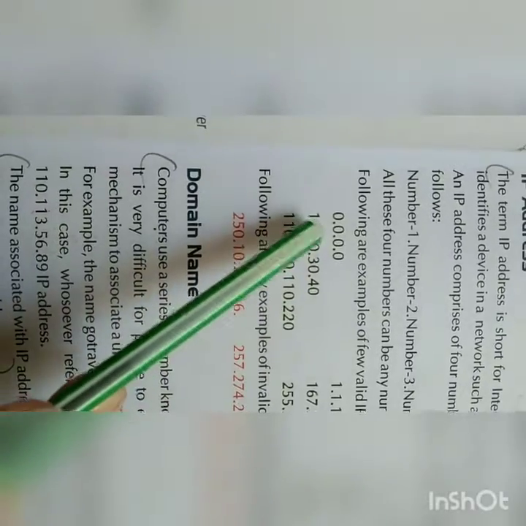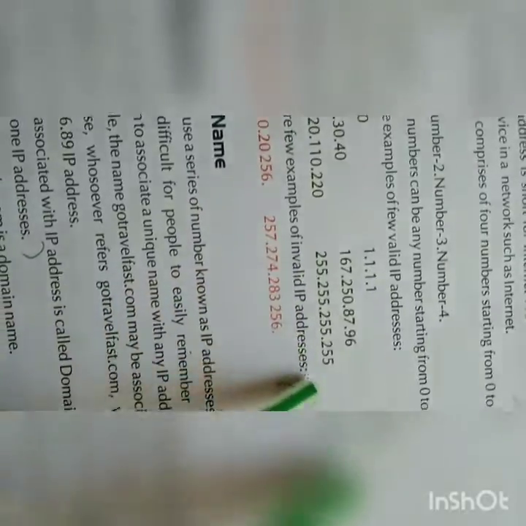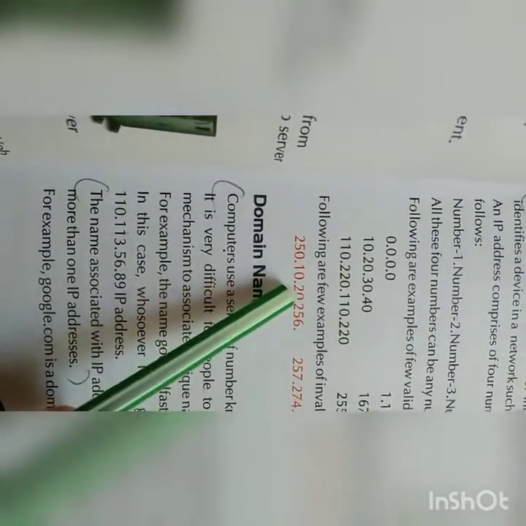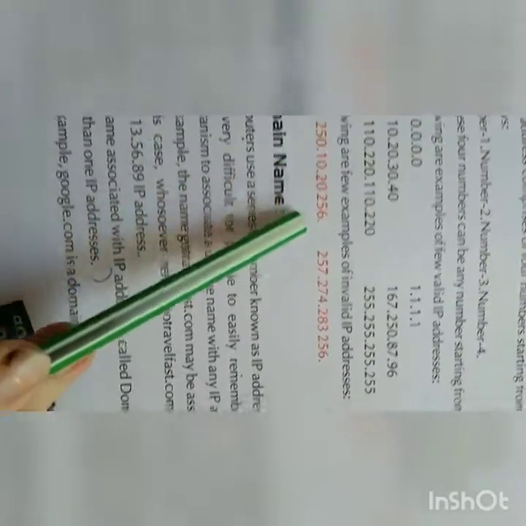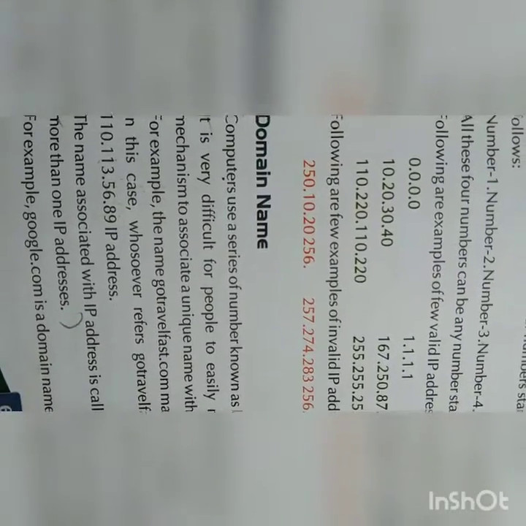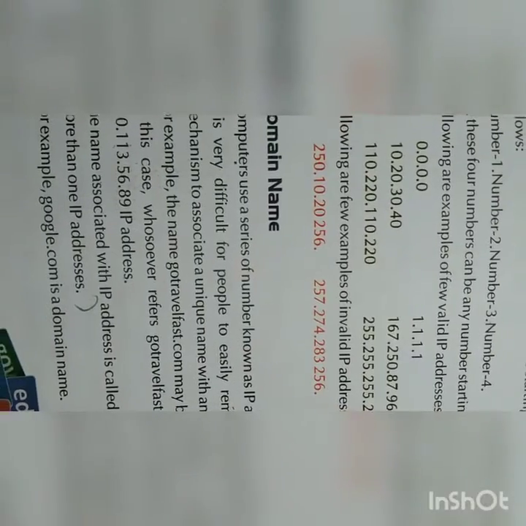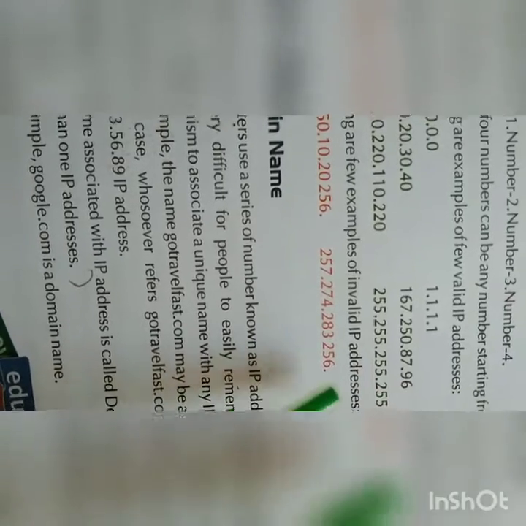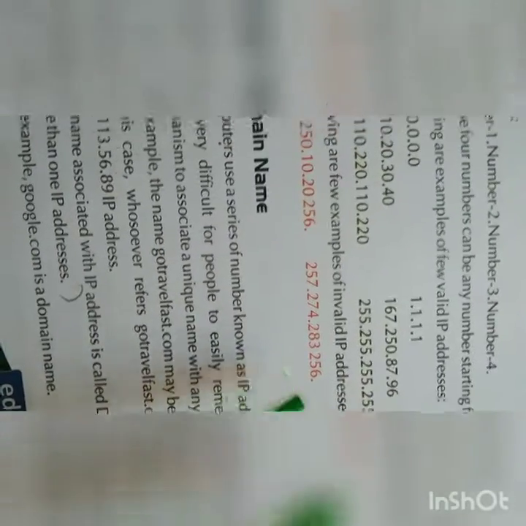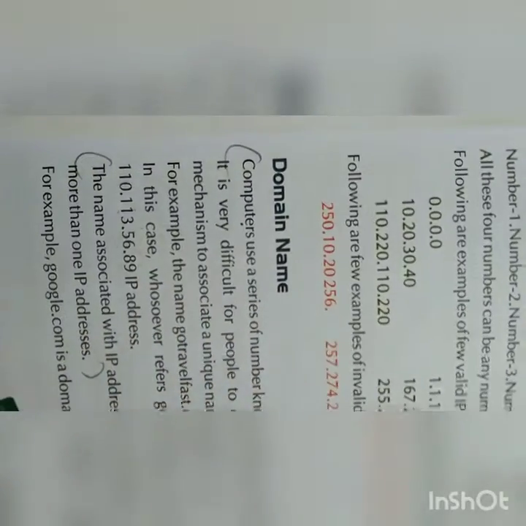Here are a few examples, like 0.0.0.0, four numbers. Following are a few examples of invalid IP addresses. These are invalid. The question is how we can know whether an address is valid or invalid. In this chapter, in the book of your class, it is not given in detail. You can find it on Google, or you will know it in the next class. Till here we are going to learn only this much.